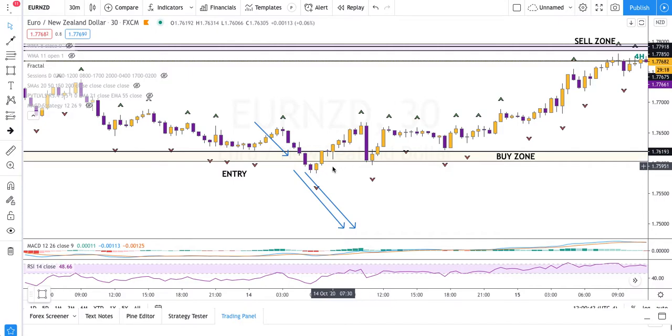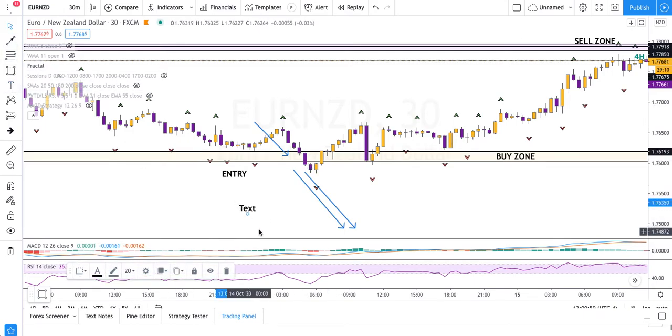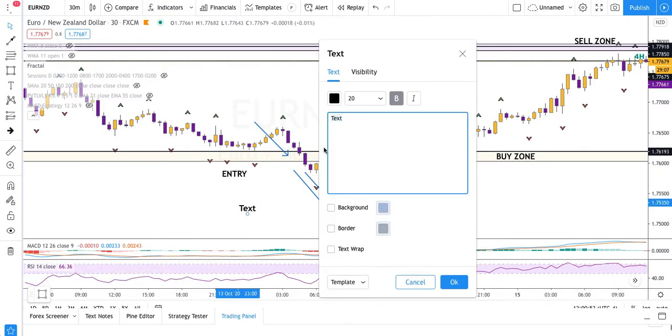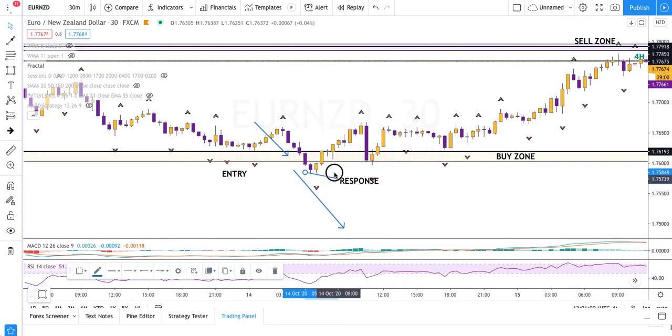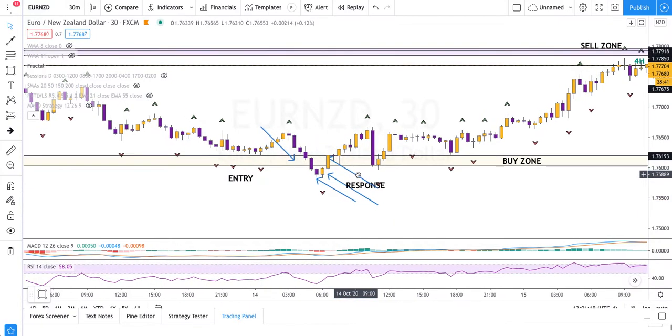The way you do this is you wait for a retest. Price comes into the entry, and now this is your response, all right? We'll type in response. This is the response. So let's use these candles. The response is this. The response is this. The response is this.